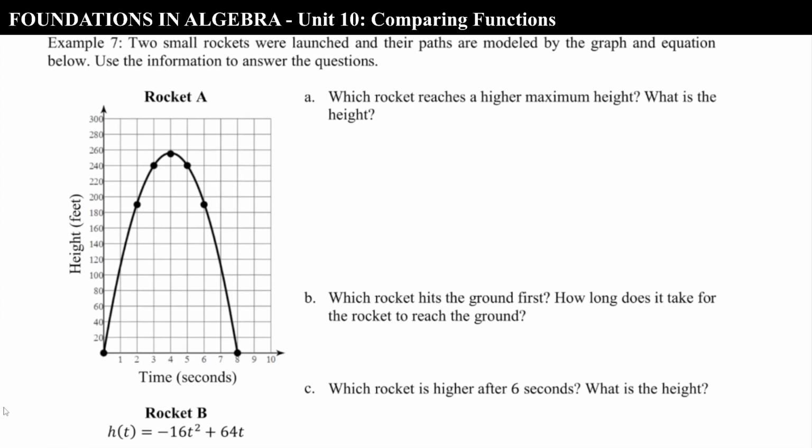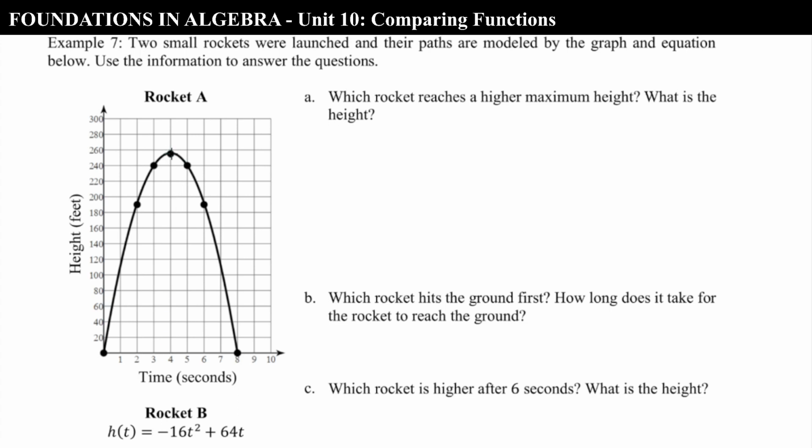All right, 2 small rockets were launched, and their paths are modeled by the graph and the equation here. So we have rocket A and the graph for it, rocket B and the equation for it. Which rocket reaches a higher maximum height? And what is that height? Well, we can find that easily for rocket A.